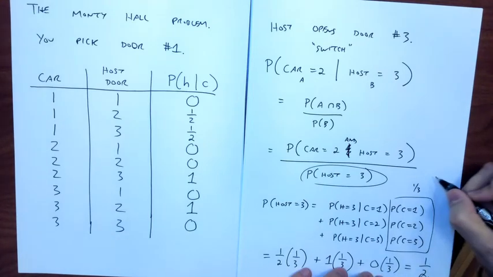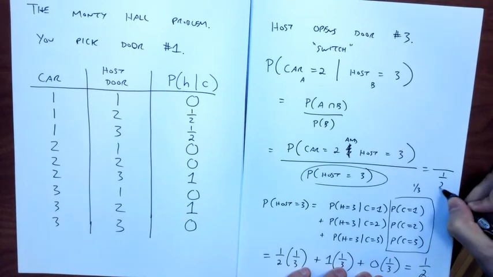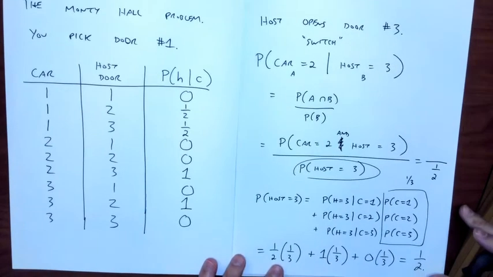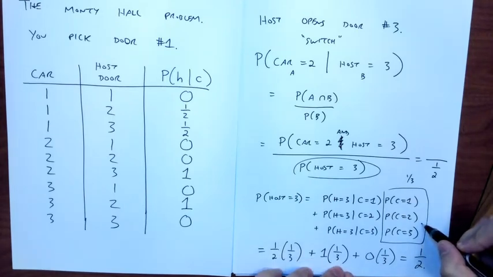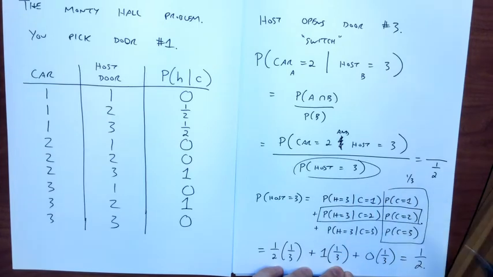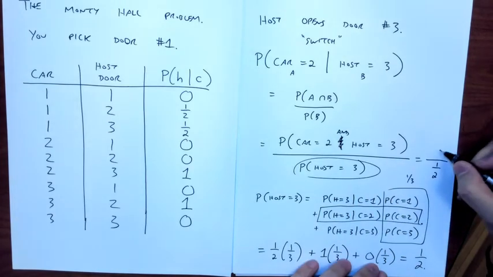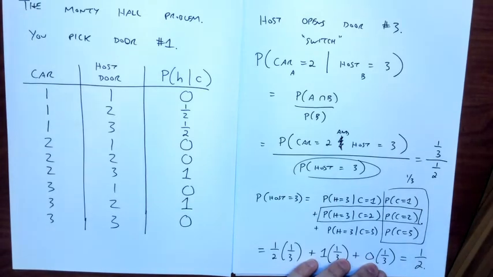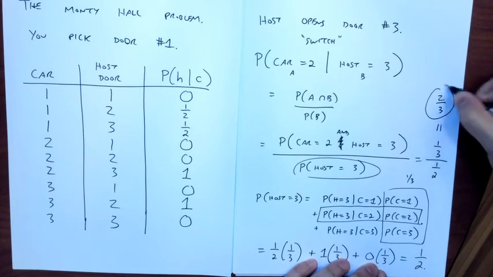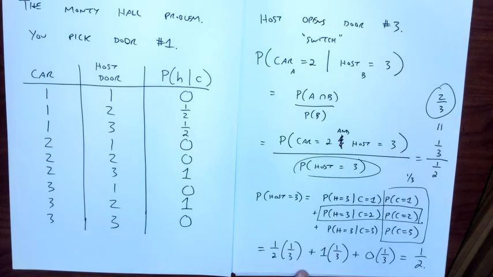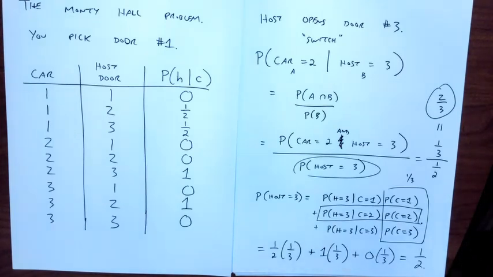So that's the denominator of this thing. What's the probability that the car is equal to 2 and the host is equal to 3? That is this row of the table here. That is 1/3. So what's 1/3 over 1/2? It's 2/3. And this is the counterintuitive part. This basically says that if the host opens door number 3, the probability is 2/3 that the car is actually in the other door. And so I should switch if I'm given the opportunity to switch.